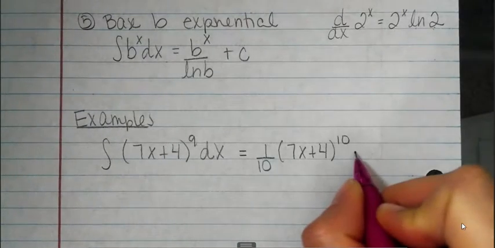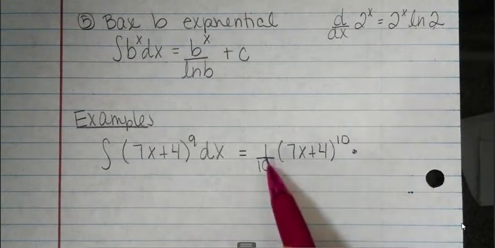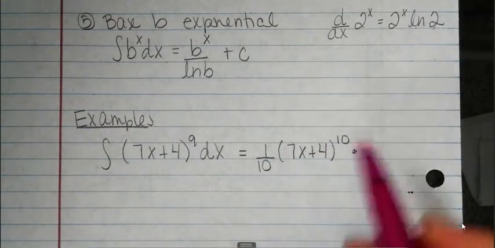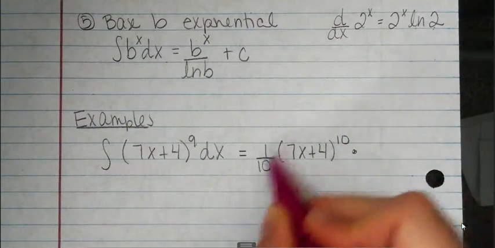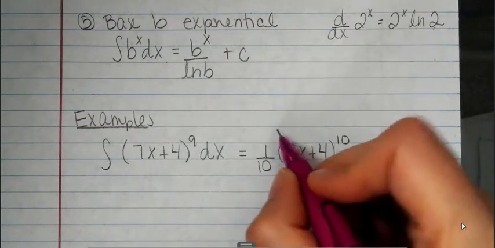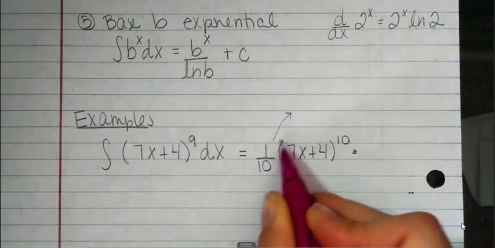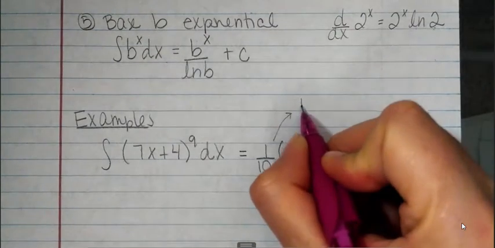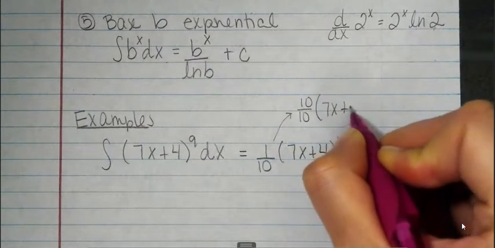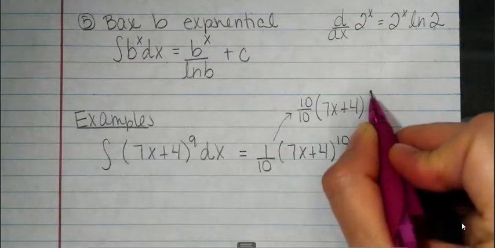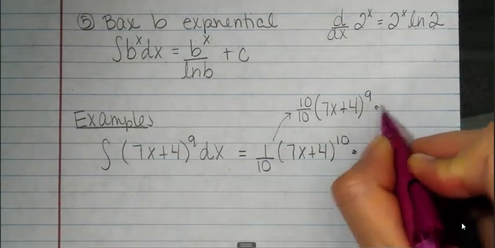Okay? Another thing that would have happened, let's just stick with this piece right here for now. If I had taken the derivative of just this piece, I'm just going to come up here and do that. The derivative of this would be, if I bring that 10 down, 10 over 10 times 7x plus 4 to the 9th. And then I would have to chain rule it, right? So then I would have had to multiply by 7.